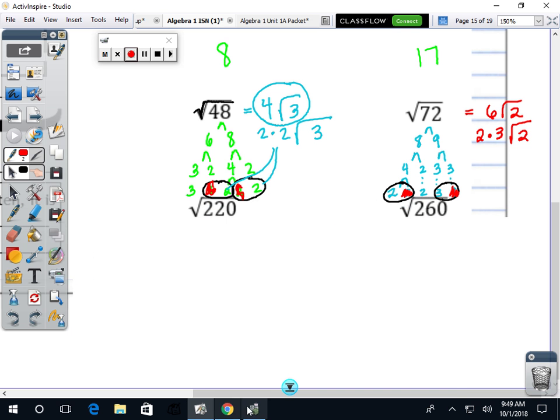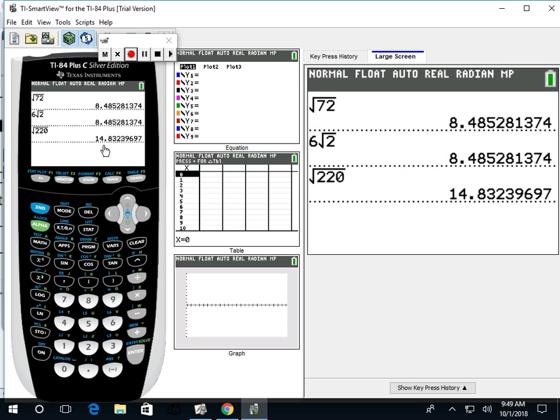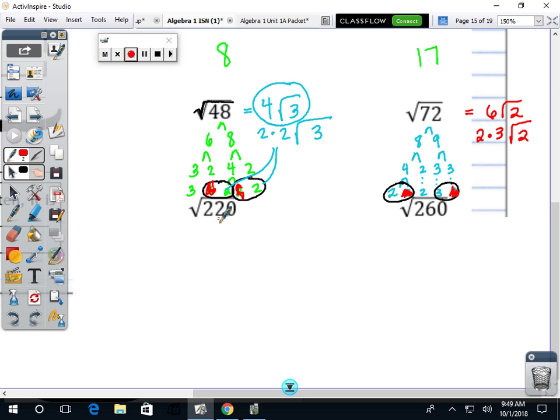Okay, so when we do the square root of 220 on the calculator, we see that it's not a perfect square because we got a decimal value. So that means we're going to have to factor tree it.